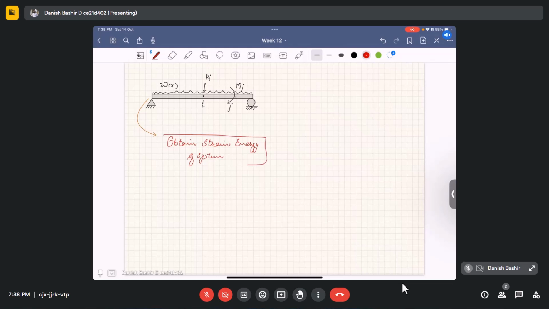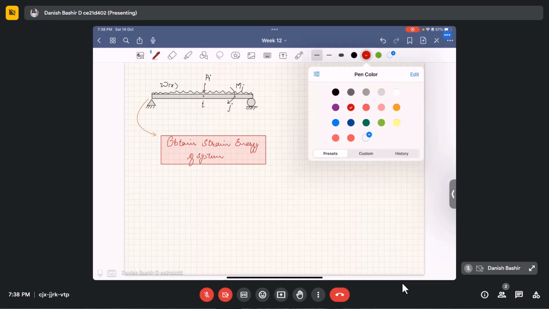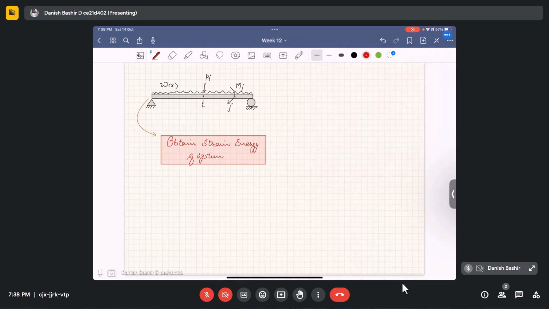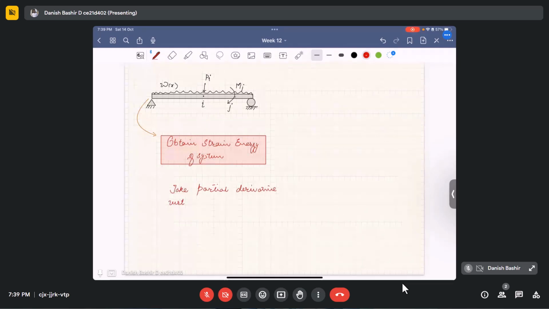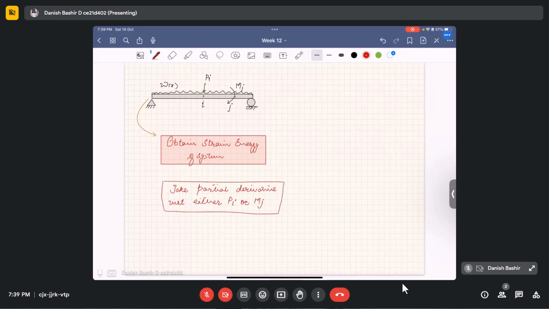You do the first step, obtain strain energy of the system. Okay. Second step is to take the partial derivative with respect to either Pi or Mj. What will you get finally? Finally you will get deflection.